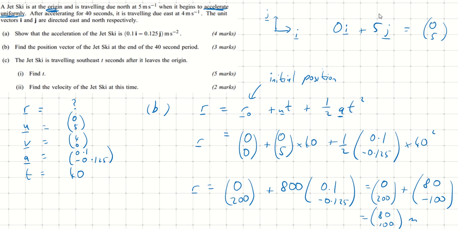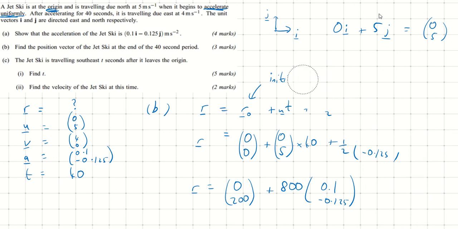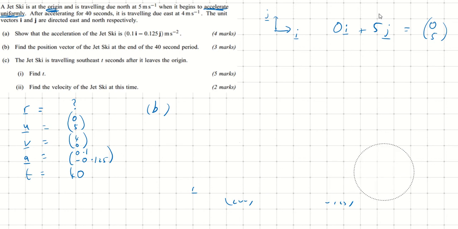Let's move on then to part C. A jet ski is travelling southeast t seconds after it leaves the origin. So now we don't know r anymore. We still know our initial velocity is 0, 5. Our final velocity v we don't know. A is still the same, and now t is unknown.